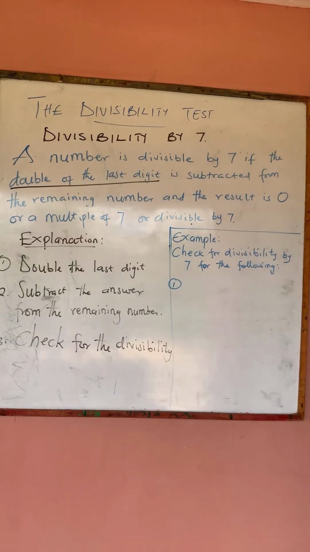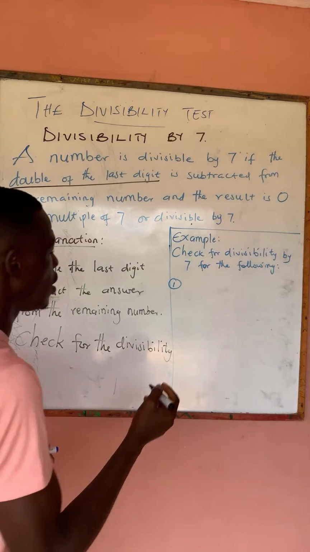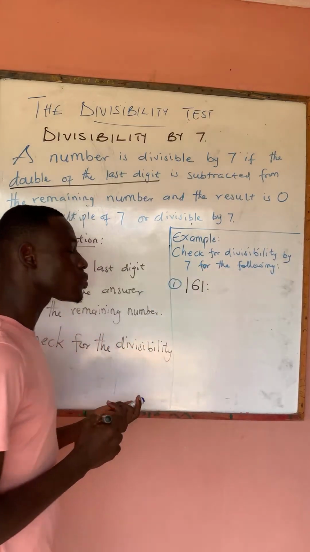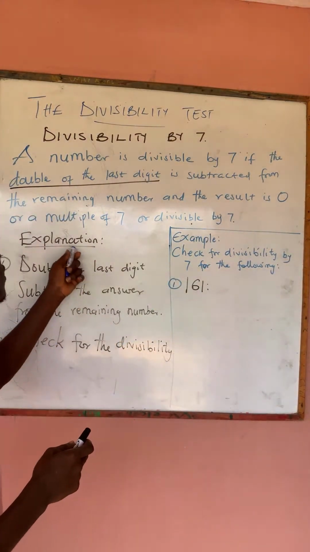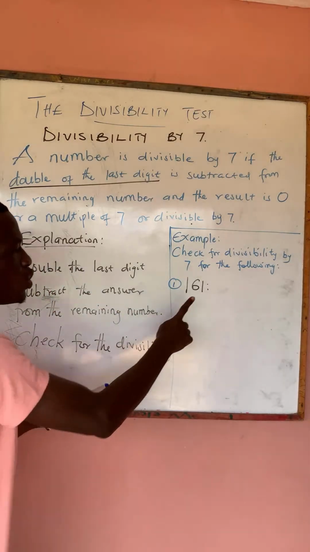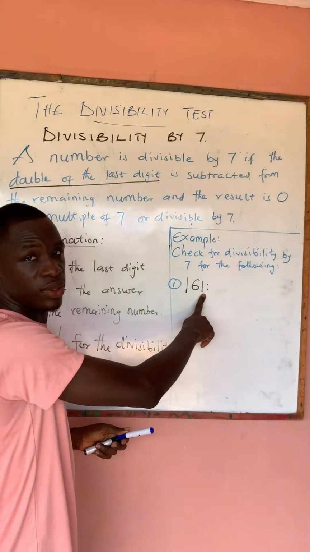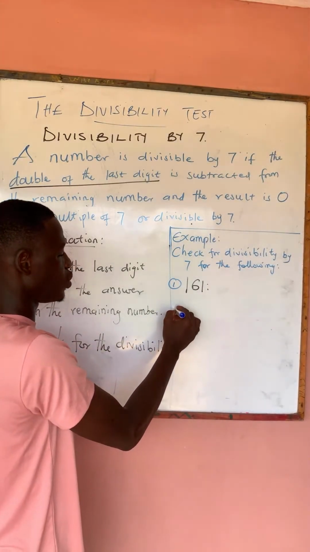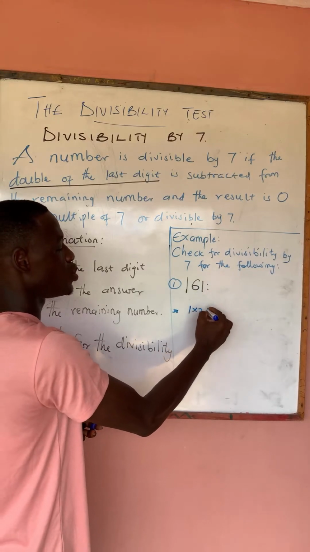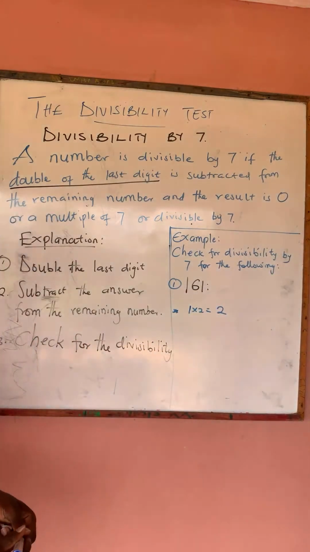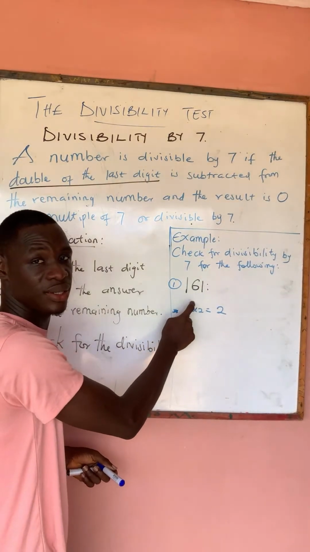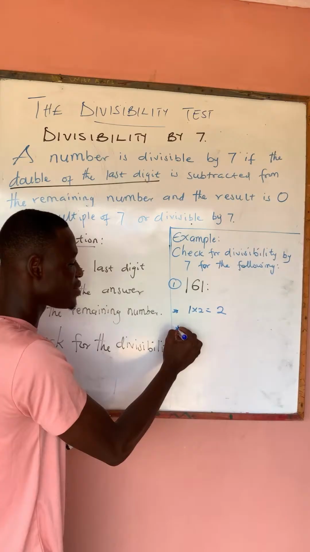Check for divisibility by 7 for the following. 1. Let's take 161. We're going to follow these steps. First, you double the last digit. The last digit, 1, times 2, will give you 2. When you take the last digit away, you'll be left with 16. So the remaining number is 16.